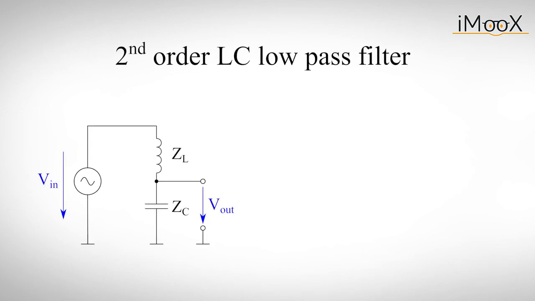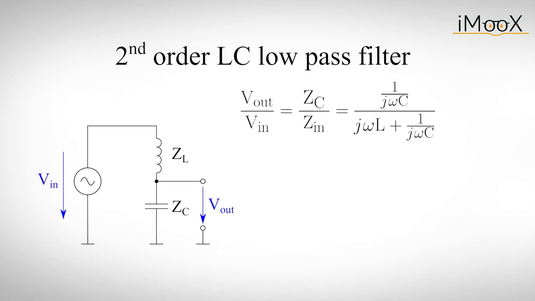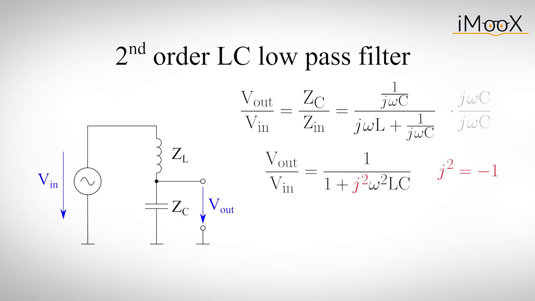We can now combine the effects of inductor and capacitor to build higher order low-pass filters. If we want to describe the behavior of this second order low-pass filter mathematically, we can do this by dividing the output voltage by the input voltage, which is equal to dividing the output impedance by the input impedance. If we multiply this term on the right side by j omega C, we get this expression. Since j is the square root of -1, j squared will simply give us -1.